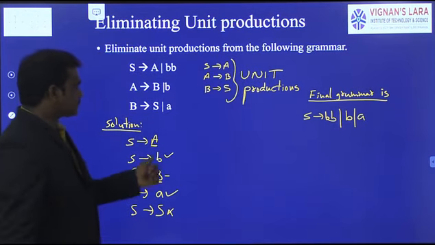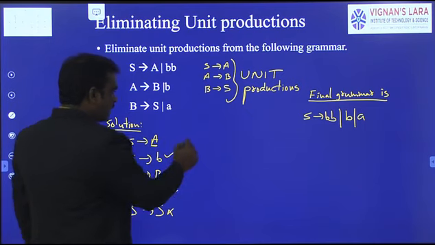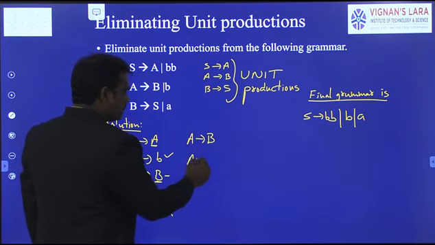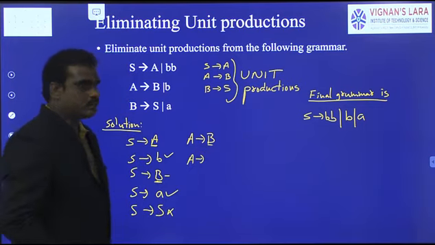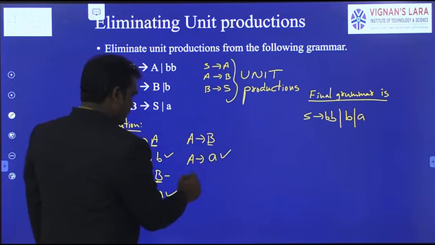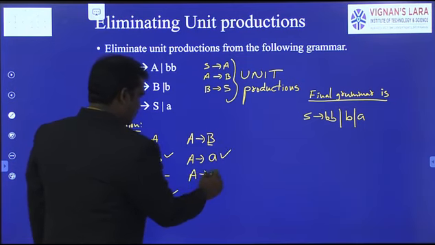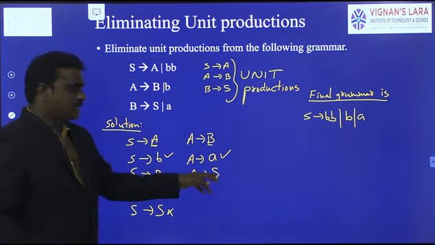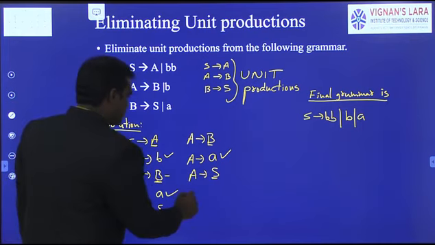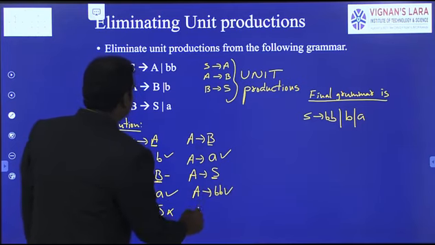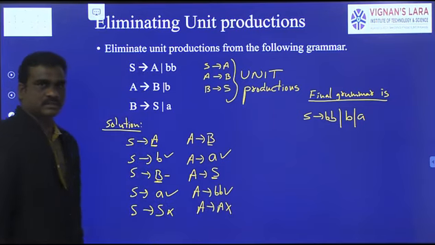The next one, the second unit production, is A to B. Now write the B productions. What are the B productions? A and S. First one, A, is not a unit production. Next one, A to S, again is a unit production. So write the S productions. What are the S productions? First one, BB, is not a unit production. Next one is A. No need to consider these productions.